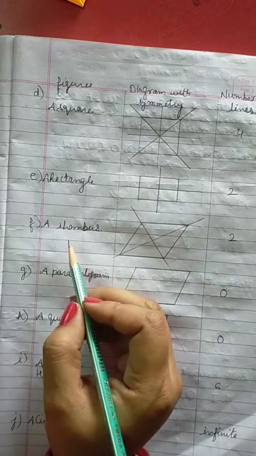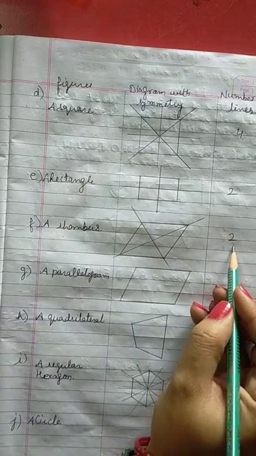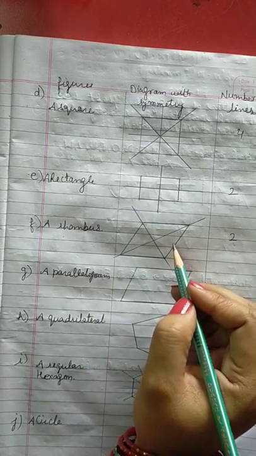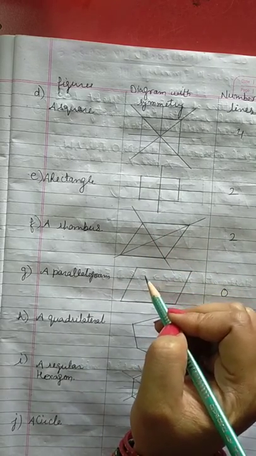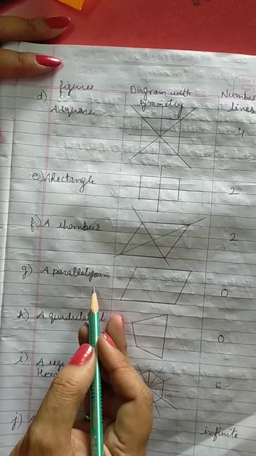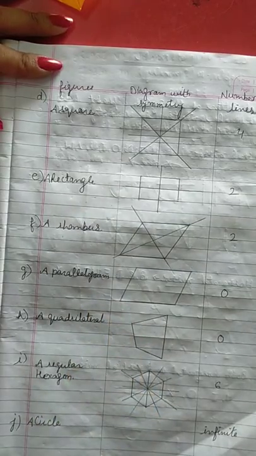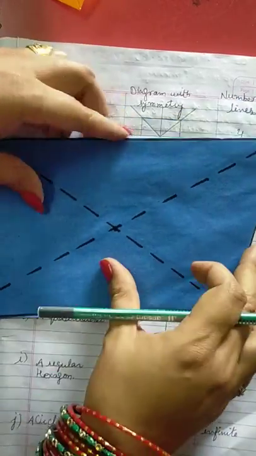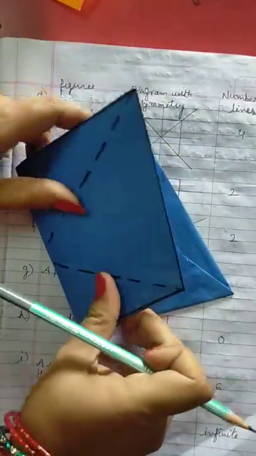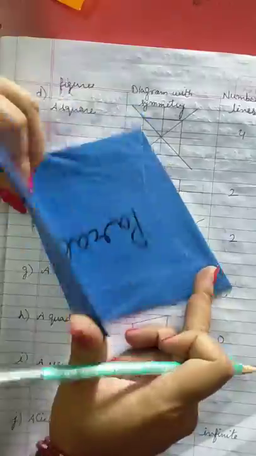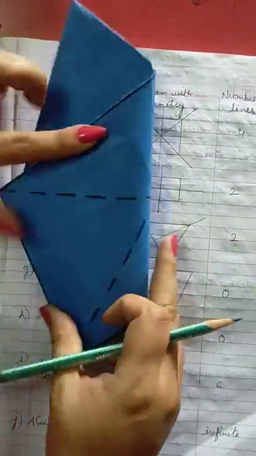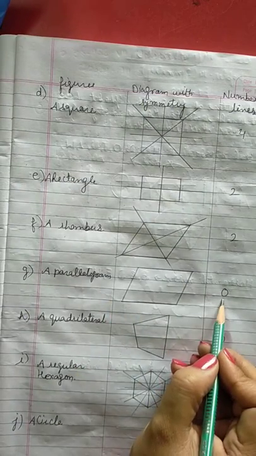The same happens in a rhombus. In a rhombus we have only 2 lines of symmetry. We can't divide it through the center like a square. These are only the diagonal-wise lines of symmetry in a rhombus. Then here is a parallelogram, which has no line of symmetry. See, when I fold in this way, you can see this portion is not going to overlap by this. This is extra. So in a parallelogram there is 0 line of symmetry.